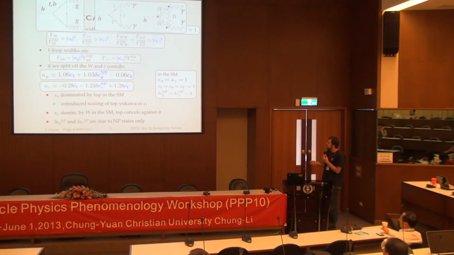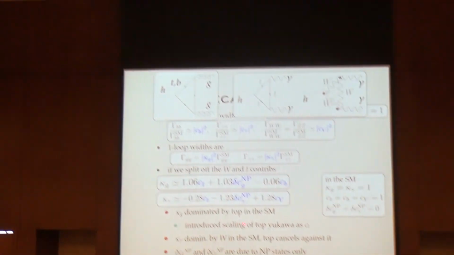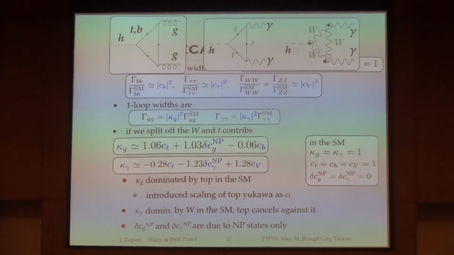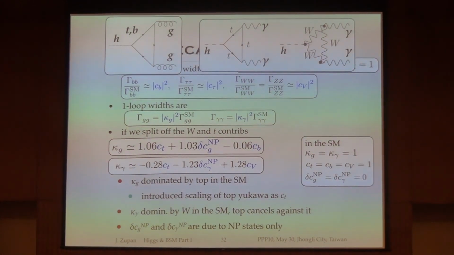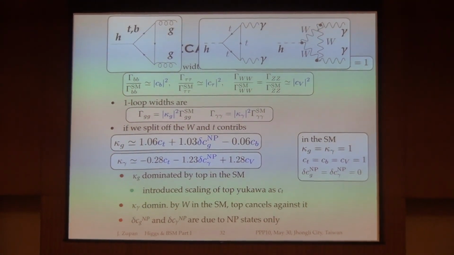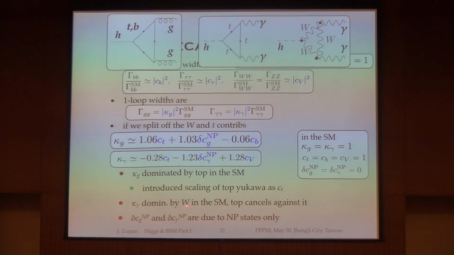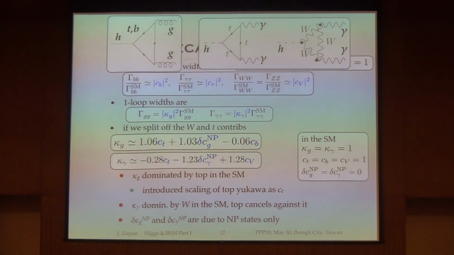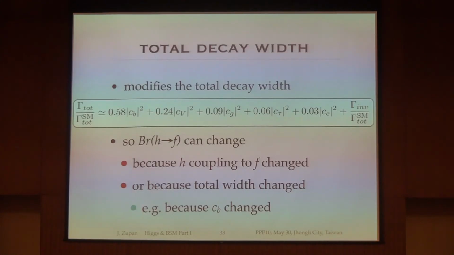Okay, so as I said, these kappas are dominated by the top in the standard model, and I introduced this scaling of the top coupling as CT. The diphoton is dominated by the W, and the top cancels against it. These new contributions would be due to extra new physics states that run in the loop. Now there's also the change in the total width.